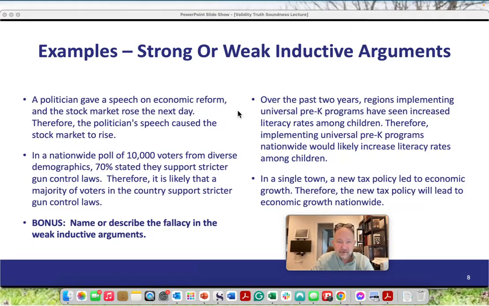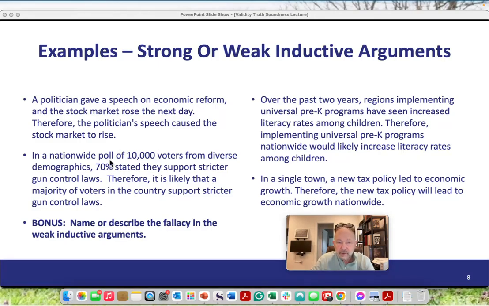So this politician gives a speech on economic reform. The stock market shoots up, and the conclusion here is that the politician's speech caused the stock market to rise. No, that's a weak argument, because they are not necessarily correlated with each other. So this is a weak inductive argument. It is not necessarily true, not even probably true, that the politician's speech caused the stock market to rise. Could have been any number of other things.